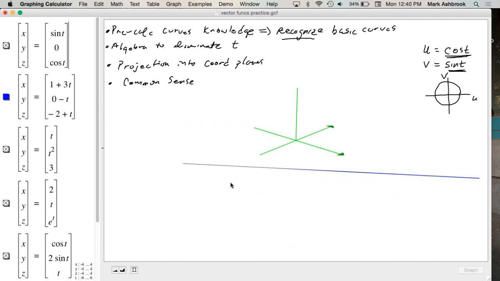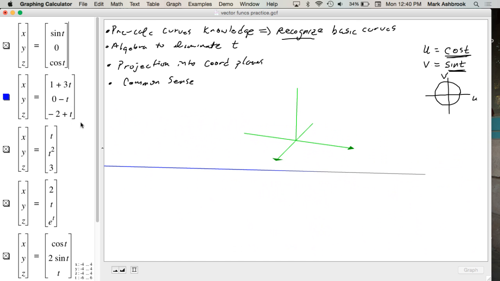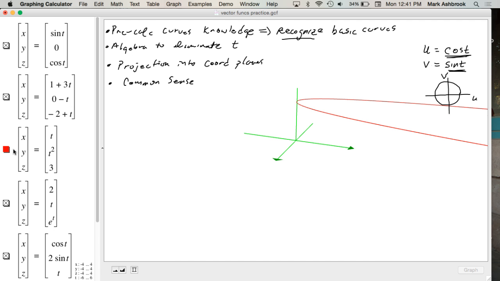Okay, next one. What's the next one? It's a parabola, but if z equals 3, then the whole curve lives in the plane z equals 3, because every point's going to have a z coordinate of 3. And what is living in z equals 3? Y equals x squared, right? This is the example I did before. So this is basically y equals x squared, living in the plane z equals 3. So sketch it as such.